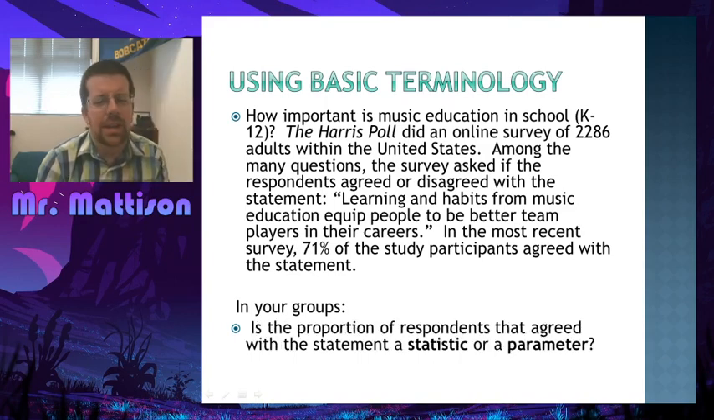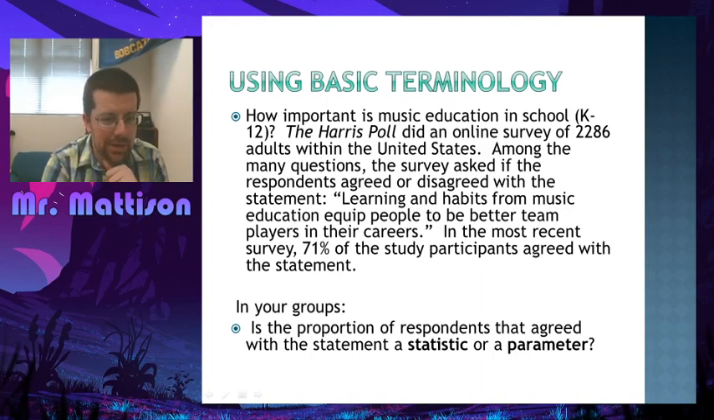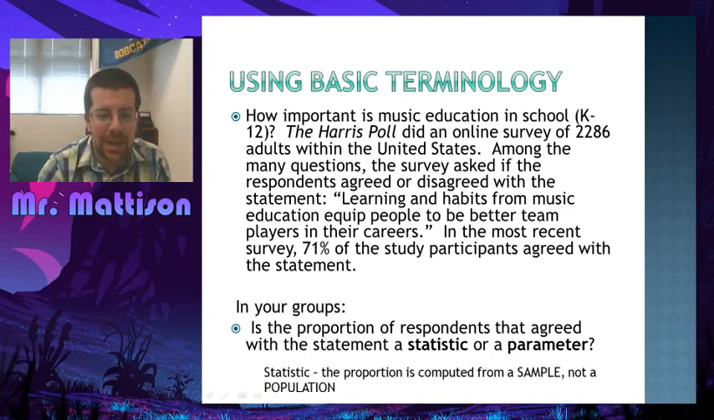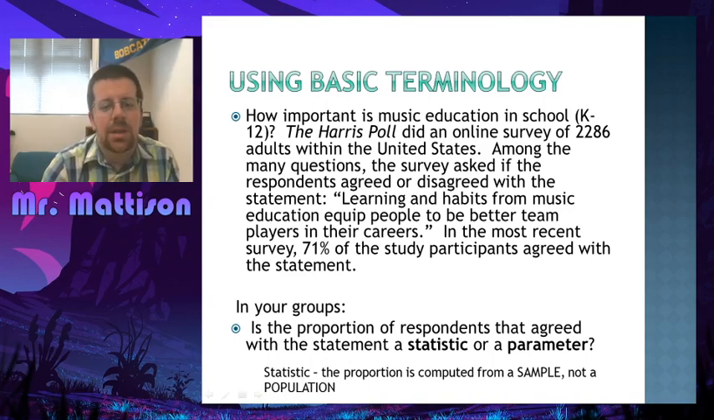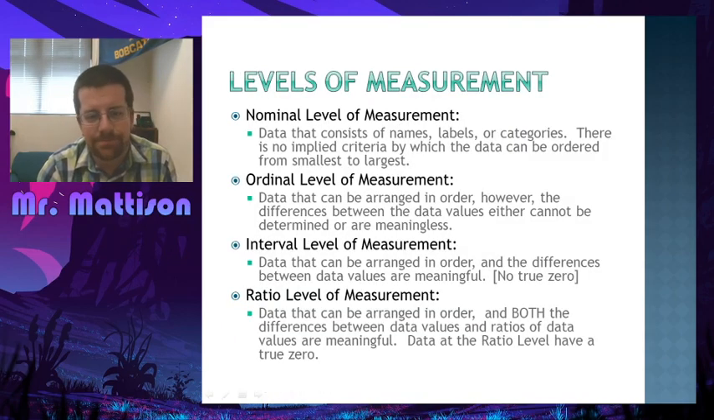All right, so then is this a statistic or a parameter? We said that this was a sample, so it's going to be a statistic. If it was from the entirety of the population, like we got this data from literally every single adult in the US, which is basically impossible, then it would be a parameter. But since we only got it from a sample, it's a statistic for us.